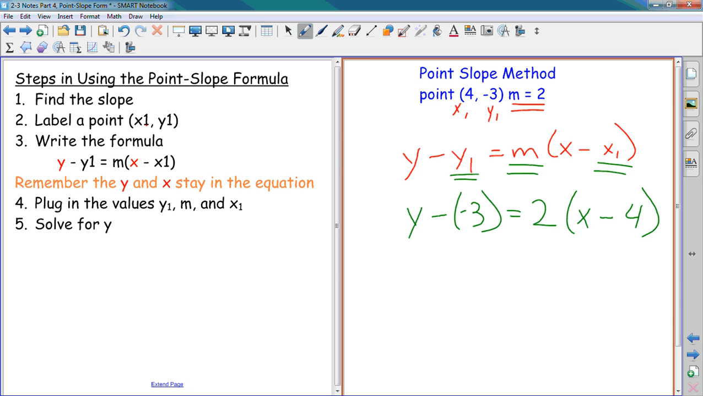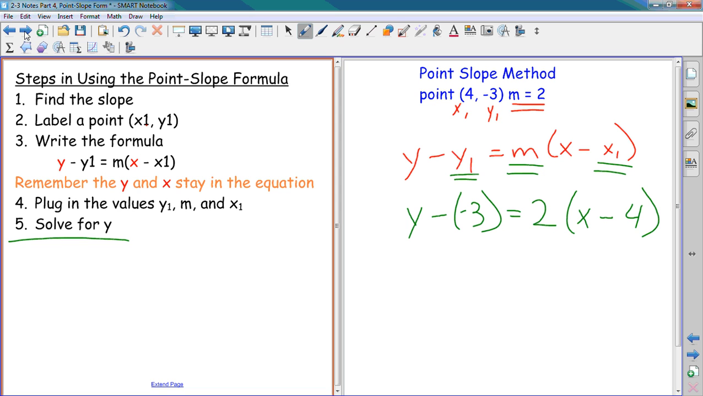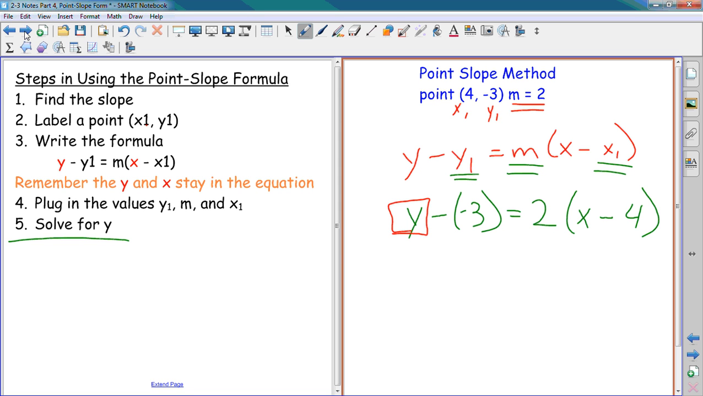The x and the y stay in the equation. Plug in the values, and now I'm going to solve for y. Okay, for which y? I'm solving for this y. Okay, so this is the same thing, minus a negative is the same thing as y plus 3 equals 2 times x minus 4.